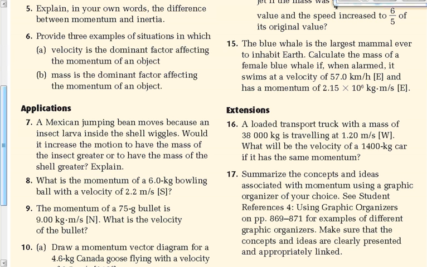So you got this shell, you got this little insect inside it. The insect is wiggling around. I don't really know how to draw a wiggling insect, so those little lines around it mean the insect is wiggling. Would it increase the motion of the shell to have this insect heavy or to have this shell heavy? Who says insect? Who says shell?